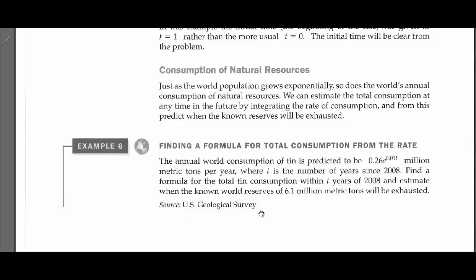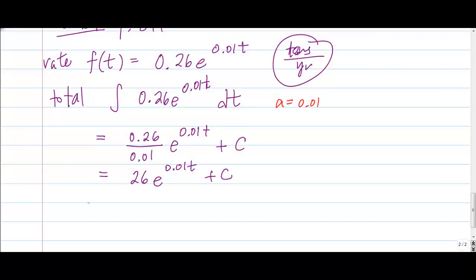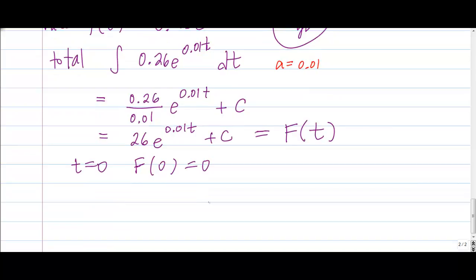Okay, so I can assume that at time beginning t equals 0, 2008, nothing has been used, right? So at time t equals 0, let's call this capital F of t. We'll use capital F of t for the integrated formula, so for the total rather, so F of 0 is 0. Because nothing has been consumed yet. That's when our clock starts in 2008. That's how much reserves we have in 2008.